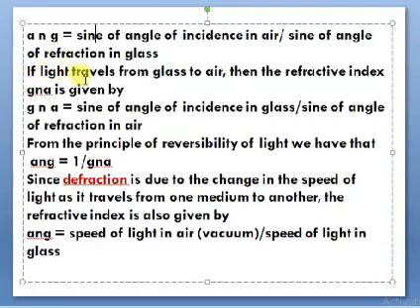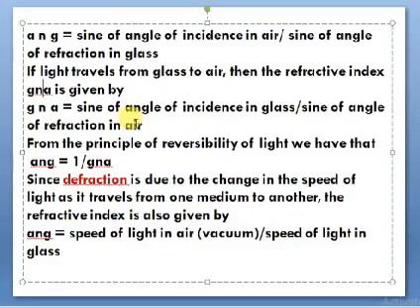Now, in the case where the light ray travels from glass to air, the refractive index will be given by n_ga. What does that mean? It is the refractive index for a ray moving from glass to air. G is talking about glass, while A is talking about air. So the refractive index of a ray of light moving from glass to air gives us the sine of the angle of incidence in glass over the sine of the angle of refraction in air.